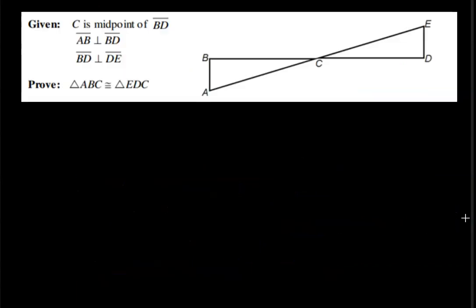Alright, we got a new one. It says given C is the midpoint of BD, AB is perpendicular to BD, and BD is perpendicular to DE. Prove those two triangles are congruent. Let's plug in the information they gave, first by saying C is a midpoint. By saying that C is a midpoint of BD, I know this segment has to be congruent to that segment by definition of a midpoint.